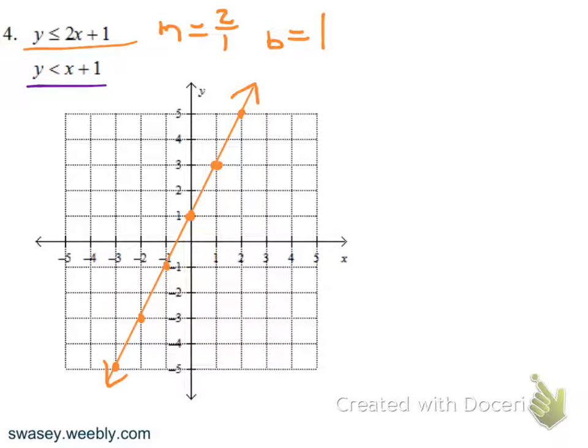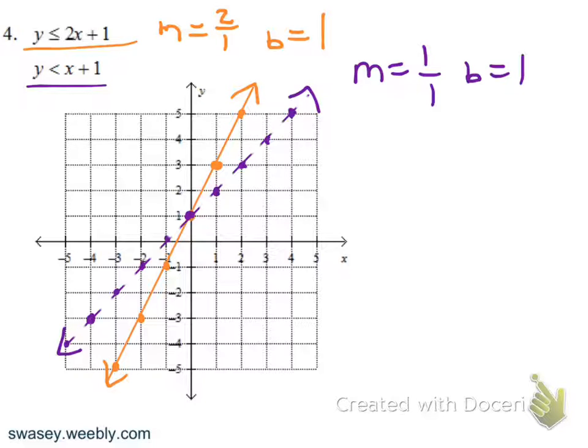For the second one, we have a slope of 1/1, y-intercept of 1. So plot a point at 1 and then go up 1 to the right 1. This one's going to be a dashed line because it does not have the or equal to.